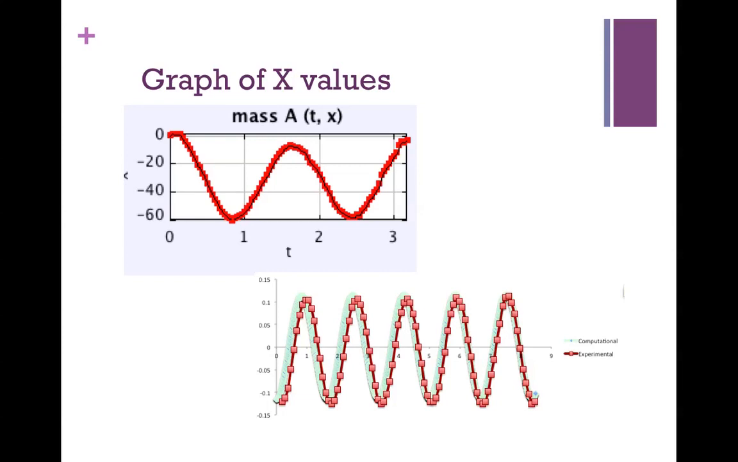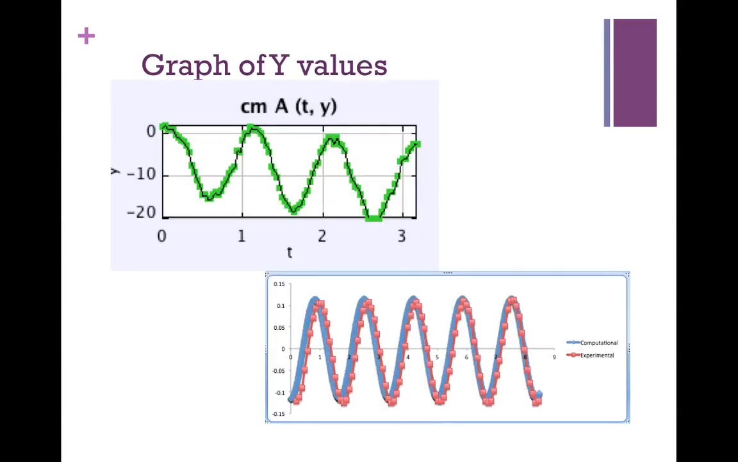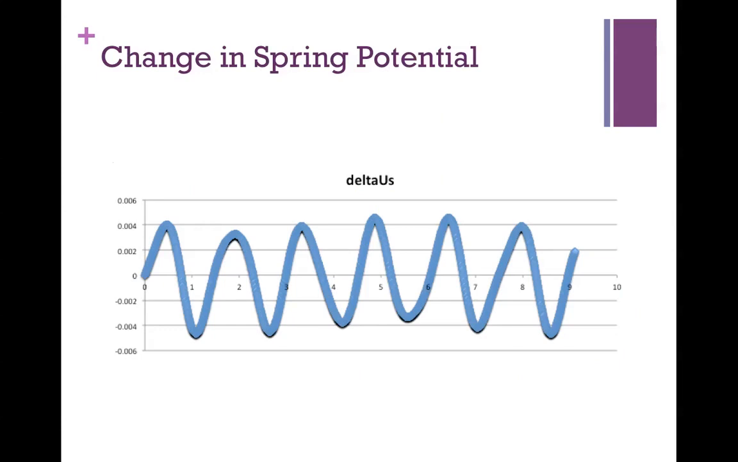in our actual video. I did the same for the y, and it's just in the y direction, y versus time, and then the comparison between computational and experimental y values. And then I graphed our change in spring potential over the amount of time that we had tracked the video, and we're able to get a U value from this experiment.